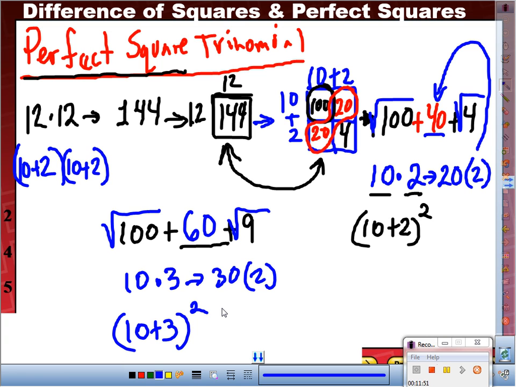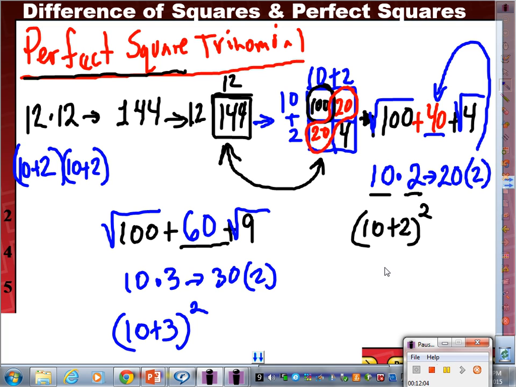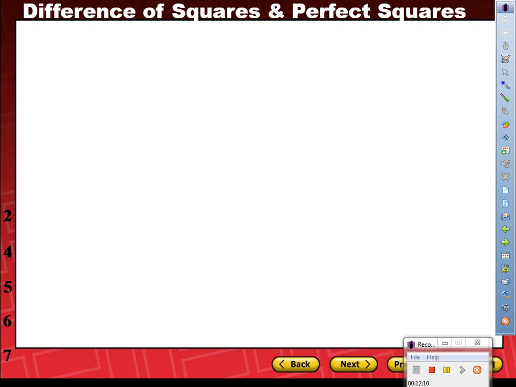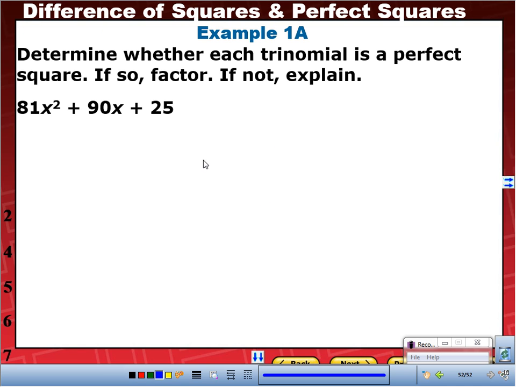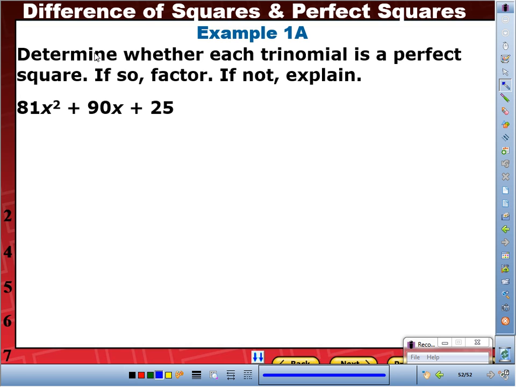Everybody got it? Okay. So copy that, and then right now I'm going to show you with algebra. Bam. So, now that we have this, now let's do this with algebra. Copy this example down, please. Example 1A. Label it. Determine, write this down. Determine whether each trinomial is a perfect square. If so, factor. If not, explain.